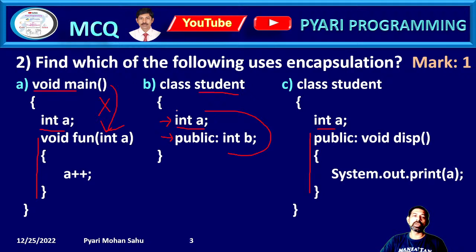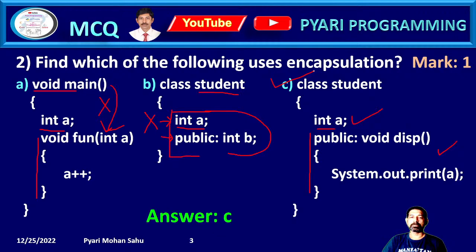Exactly. But here we only have instance variables, we don't have a method. So that's why option B is not correct. Now let's go for option C. We have instance variables and also a method. Because of that reason, C is the correct answer. So option C is your correct answer.